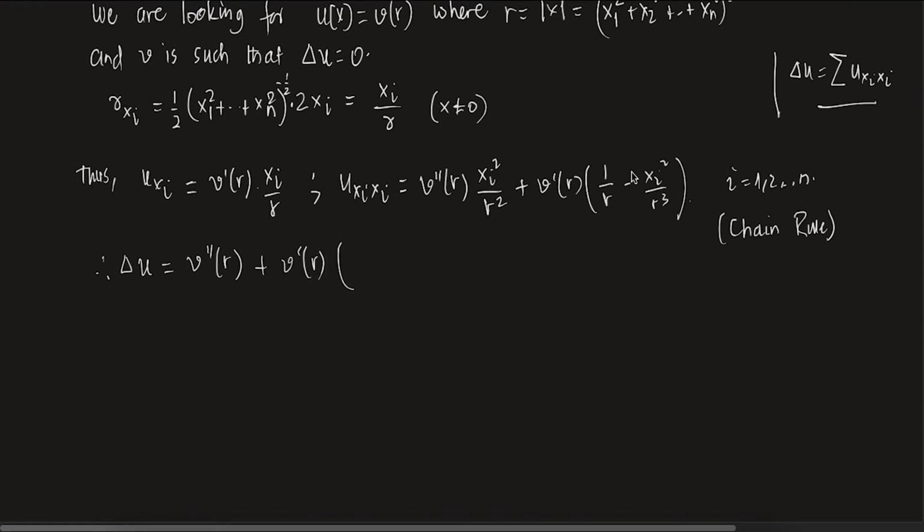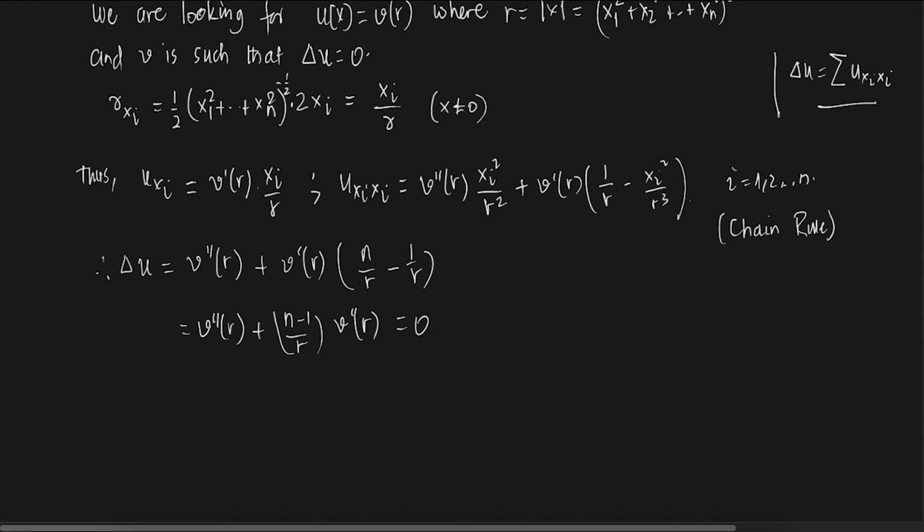Let's see what happens here. If you take the sum of 1 by r, if you take n sums, it is n by r minus. Again, if you take this thing, this is summation x_i squared is r squared by r cubed, which is 1 by r. Clear? So if you just write it properly, it is v double prime of r plus n minus 1 by r v prime of r. Okay, and this is equal to 0.